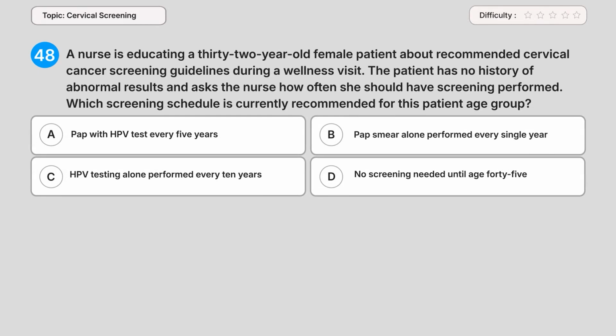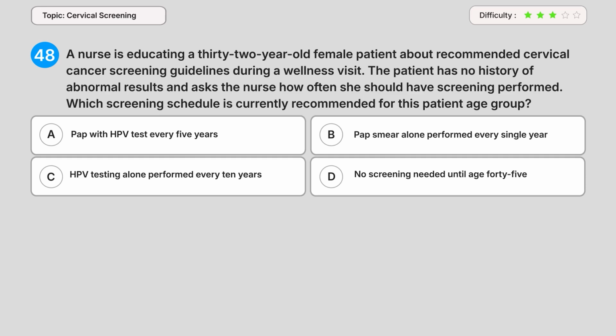48. A nurse is educating a 32-year-old female patient about recommended cervical cancer screening guidelines during a wellness visit. The patient has no history of abnormal results and asks the nurse how often she should have screening performed. Which screening schedule is currently recommended for this patient age group?